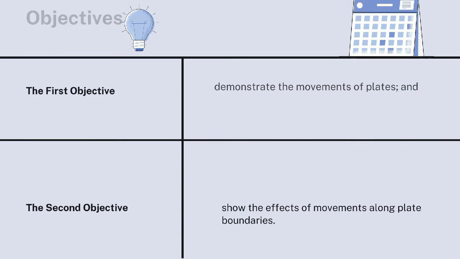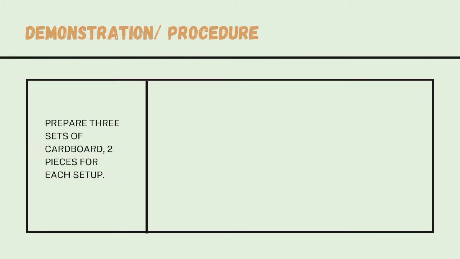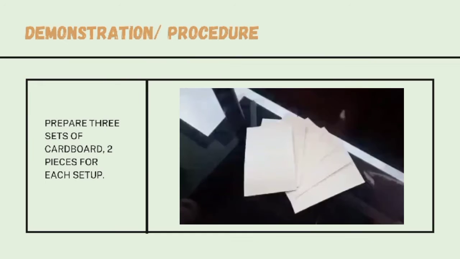In this laboratory activity, we will need our materials and equipment. 6 pieces of 11 inches by 17 inches cardboard paper. 6 cups of dry sand. If none, any replacement applicable for the sand. Lastly, a marker. All is set! We will now proceed to the demonstration of this laboratory activity. Danlag, the floor is yours.